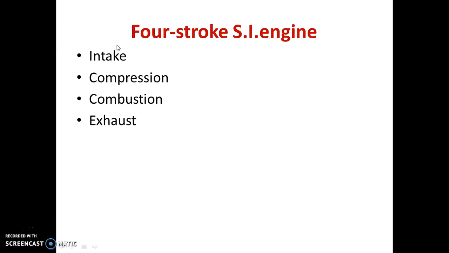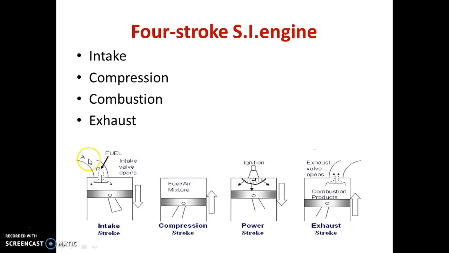So in this session, we are dealing with 4-stroke SI engine. It has 4 strokes: intake, compression, combustion and the exhaust stroke. So this is the layout which indicates the working of 4-stroke SI engine. So first is intake stroke. In this stroke, this is the intake valve. So the intake valve moves in a downward direction which causes the suction of fuel and air mixture, during which this piston moves from top dead center to the bottom dead center.